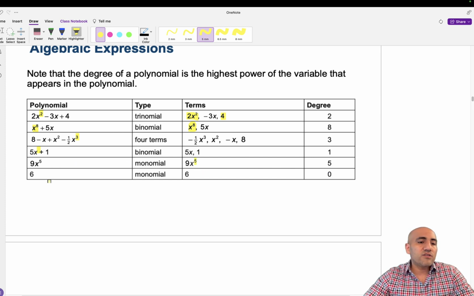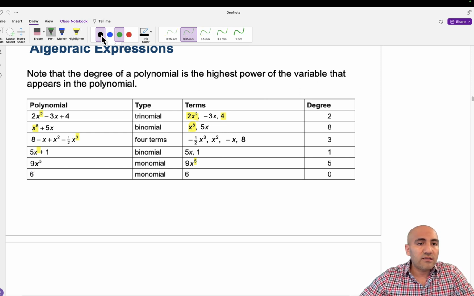And then finally, just the number also qualifies as a monomial. The variable is x, so it'd be x to the power of 0. We can include it if we want to, but it's equal to 1, so it's often not included, right? So we could introduce an extra x to the power of 0 if we want to. So this is a degree 0 monomial.